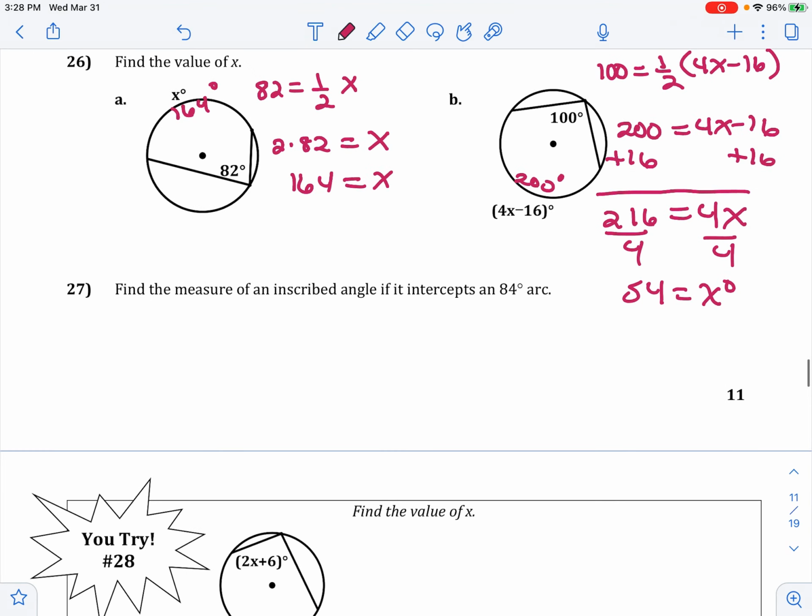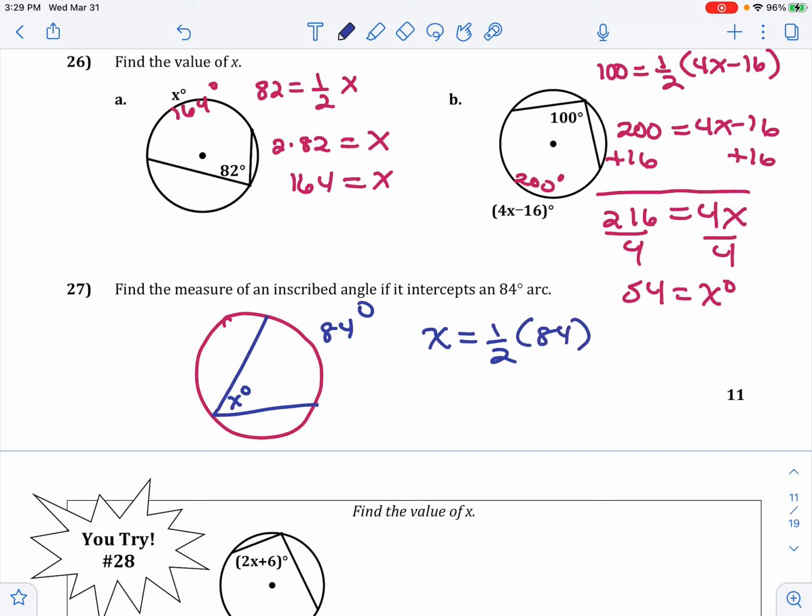27 wants us to draw our own picture. Find the measure of an inscribed angle if it intercepts an 84-degree arc. All right, so let's make a picture. Draw a circle. Then let's make an inscribed angle. So there's my inscribed angle. Remember, it's formed by 2 chords. Its vertex is on the circle. And it intercepts an 84-degree arc. So remember your angle, call that x, is equal to half of your arc. So half of 84 is 42, and that's all you have to do.